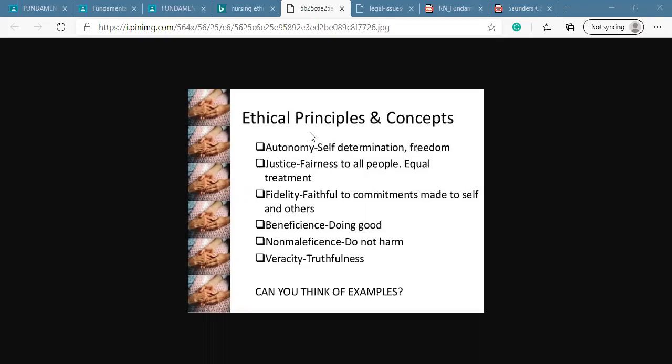So all of these are called ethical principles: autonomy, justice, fidelity, beneficence, non-maleficence, and veracity.